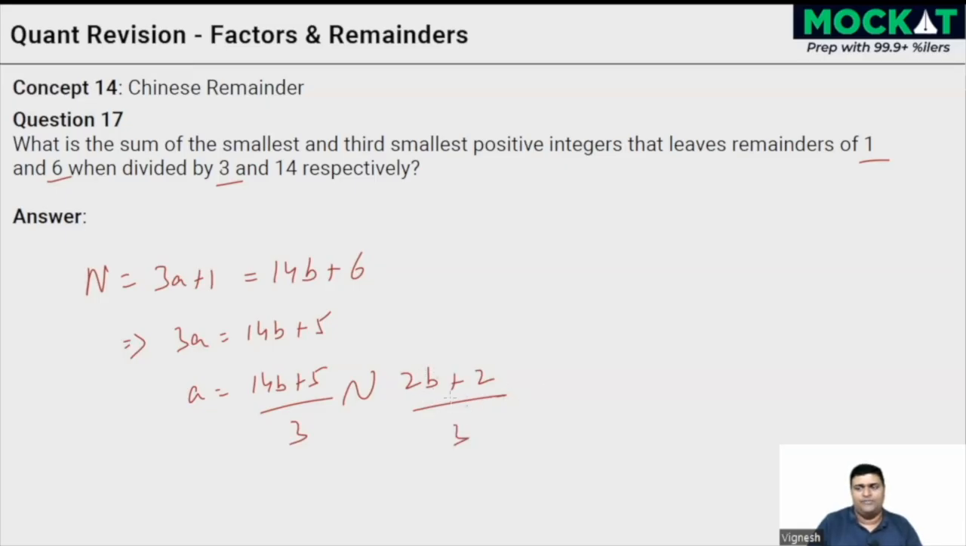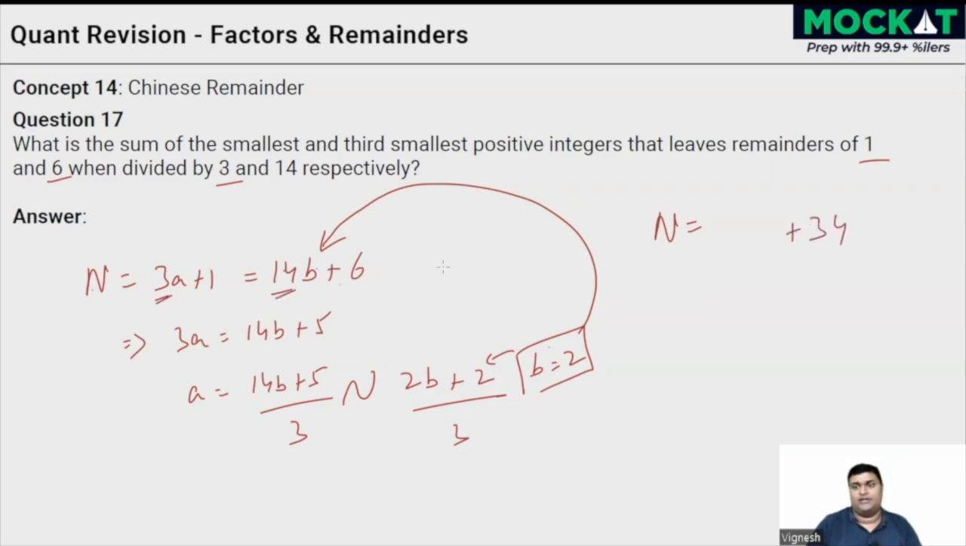What is the smallest value of b which will make sure that 2b plus 2 is divisible by 3? 0, 1, or 2 works, right? Then we are getting 6, right? 6 is divisible by 3. So b equals 2 has to be plugged in over here to get the number. So the number is what? 14 into 2 plus 6, 28 plus 6, which is 34. But 34 plus what? LCM of the two divisors, 3 and 14, which is 42. 42C plus 34. That's the number format.